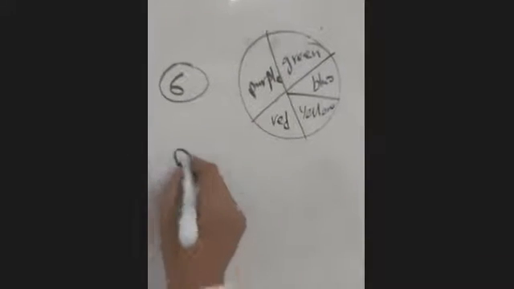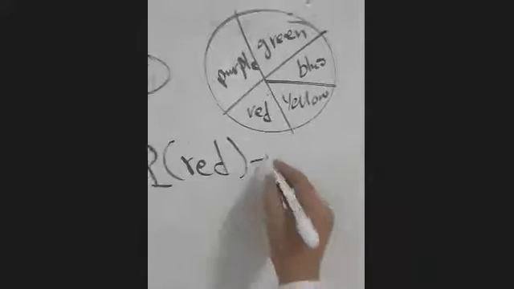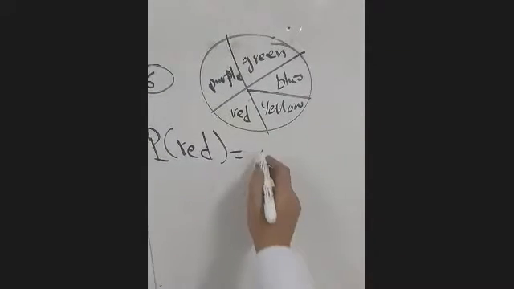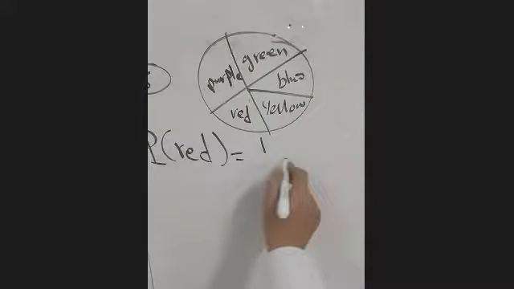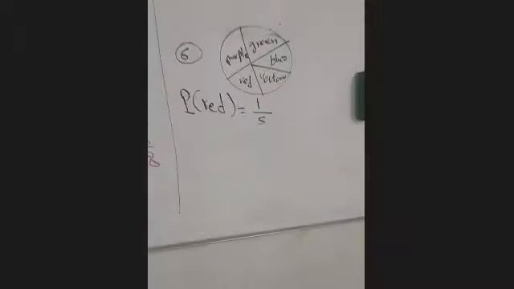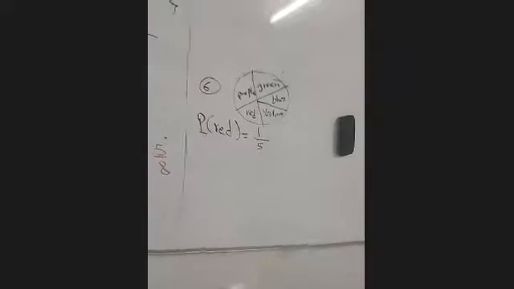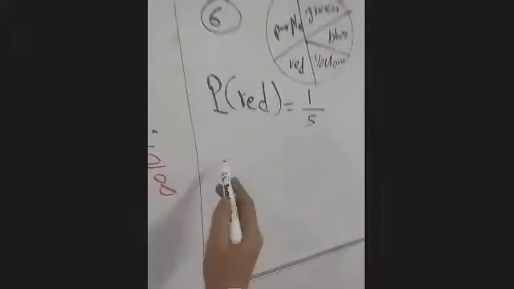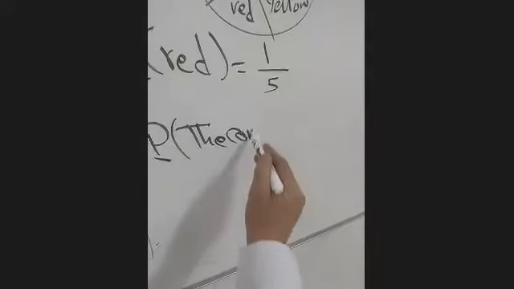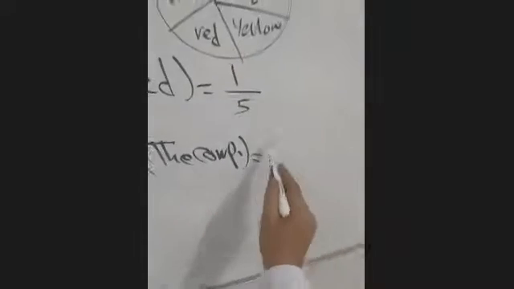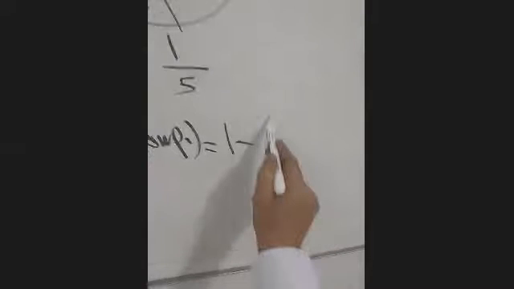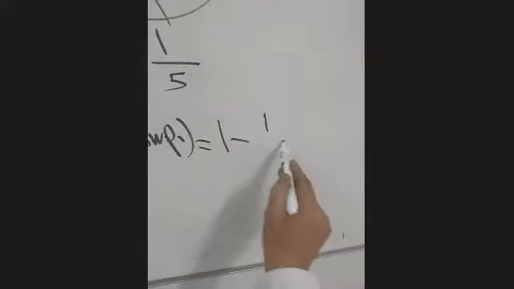First, we find the probability of the red. Probability of the red: we have 1 section over how many sections? 5. They want the probability of the complement of this event, so we will do the same here. P of the complement equals 1 minus the probability of the event, which is 1 over 5. This is 4 over 5. This is question 6. Hope you understand it.